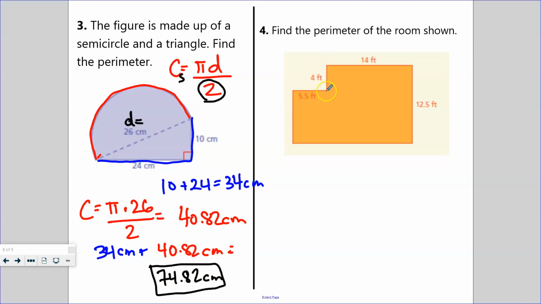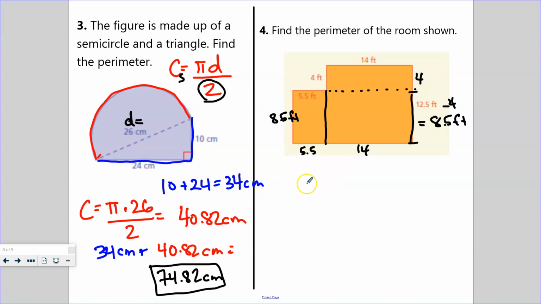Now this one might help to draw some lines here, right? Because we also know that that's 5.5. We also know that that's 14. Now if this is 4, so what is this distance? Right? Well, that's just 12.5 minus 4. So that equals 8.5 feet. So obviously this side equals 8.5 feet. So you have to use some intuitive thinking there to figure those out.